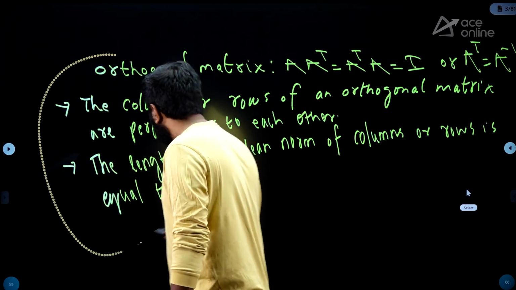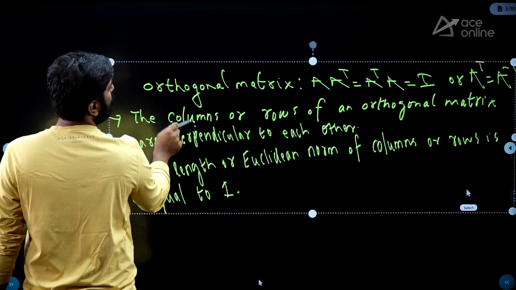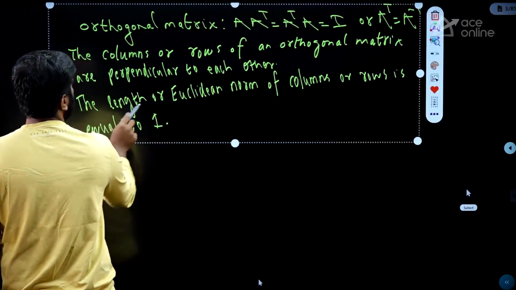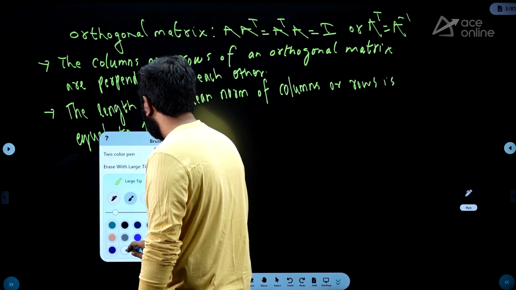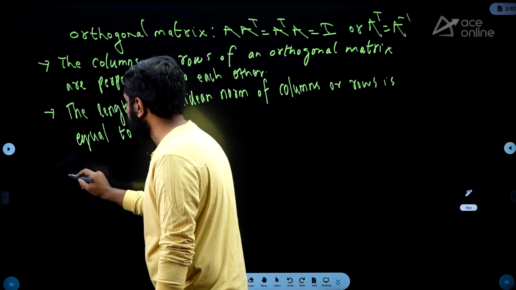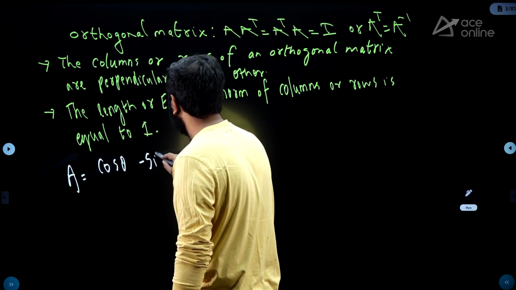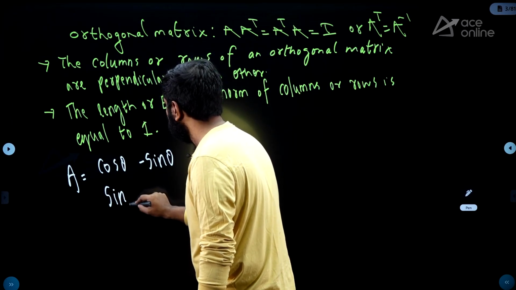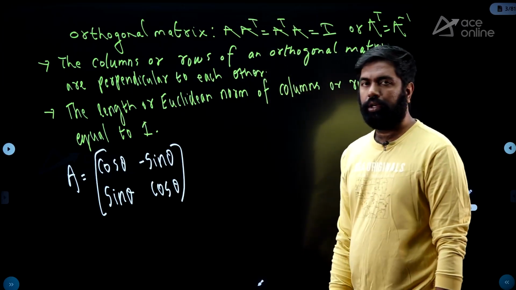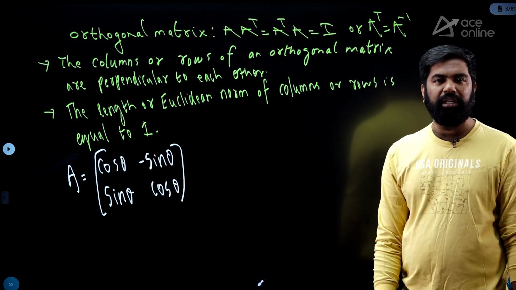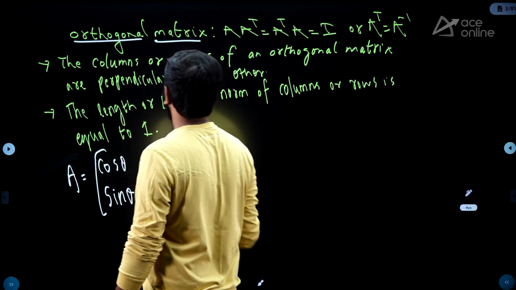If I ask you, can you create one orthogonal matrix? Come on, can you create it? Does anyone remember the most important 2 cross 2 orthogonal matrix? I remember one orthogonal matrix which is very important, which I teach in the class. A equal to [cos theta, minus sin theta; sin theta, cos theta]. This is an orthogonal matrix. You can substitute any value of theta, it will be orthogonal. So this is about the orthogonal matrix.